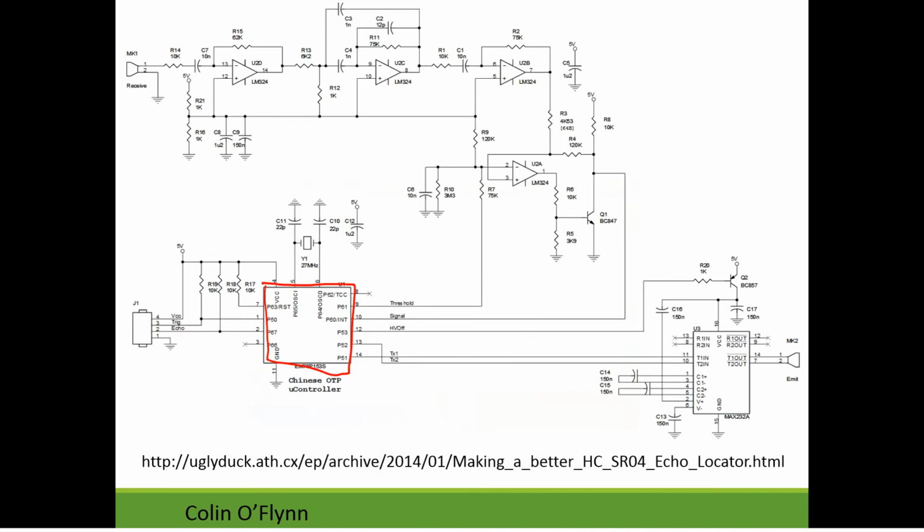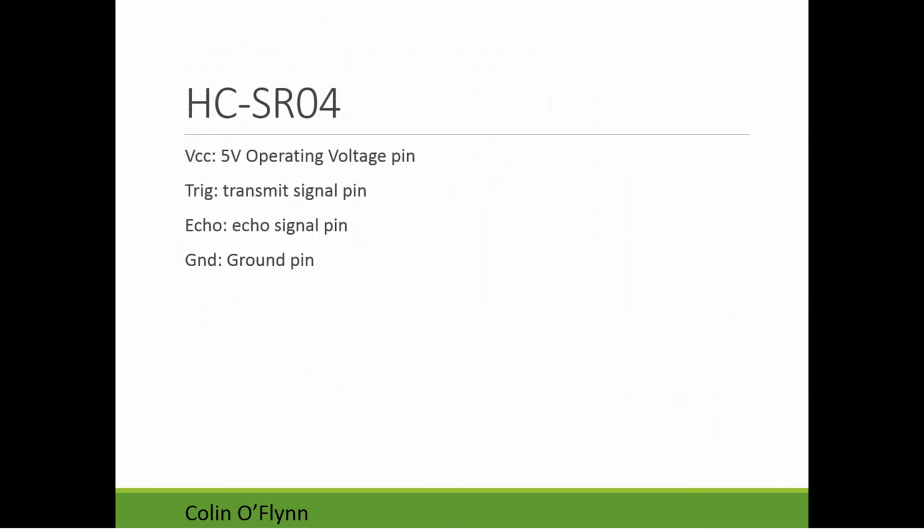What that microcontroller is doing, you'll see a few lines here. There are 4 pins on the device. There's the 5-volt operating voltage. There's a transmit signal pin, which you set as a 10 microsecond pulse to transmit. There's an echo receive pin, and then ground, just for your circuit ground.